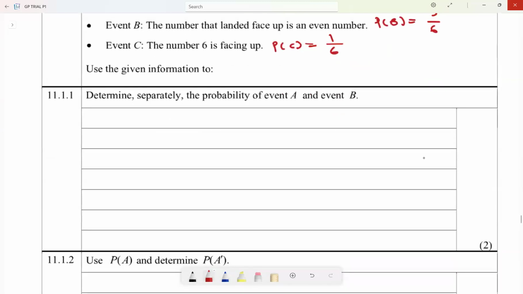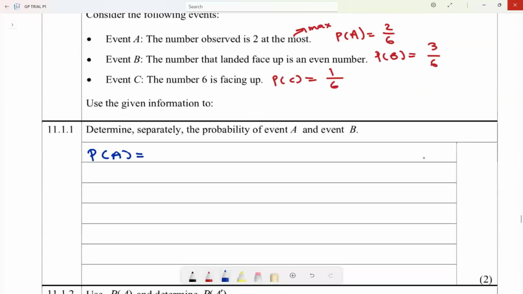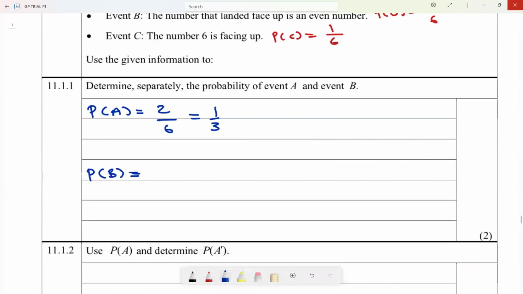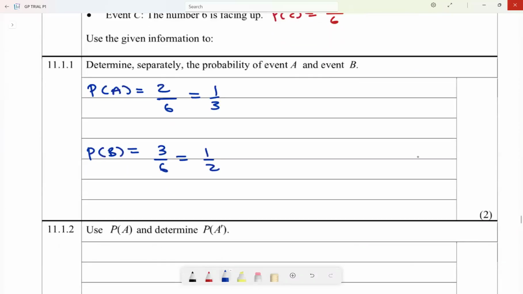Determine separately the probability of A and B. Oh, but now I've already done that. The probability of A is 2 at most out of a possible 6, which is just 1/3. And the probability of B, of having an even number, is 3 out of a possible 6, which is just 1 divided by 2. So this is the probability of A and B in simple version.